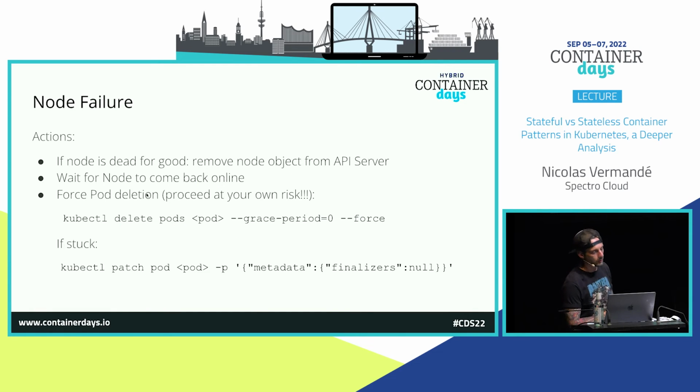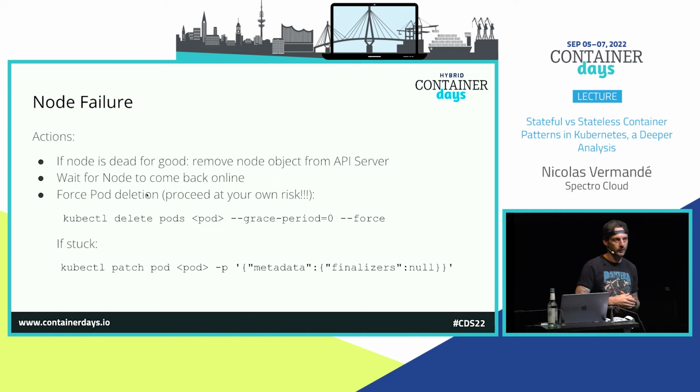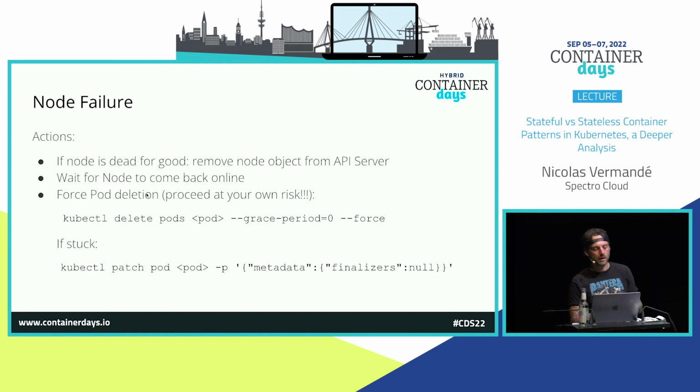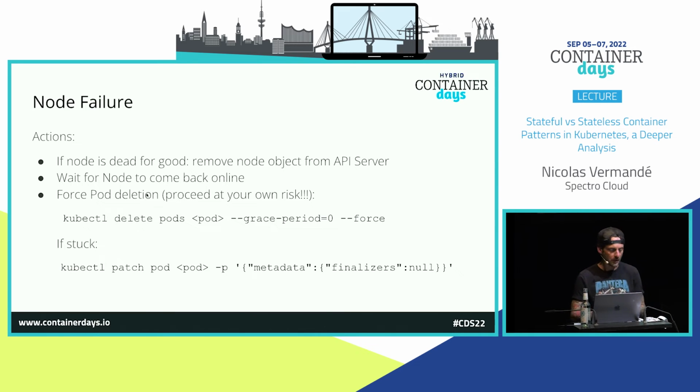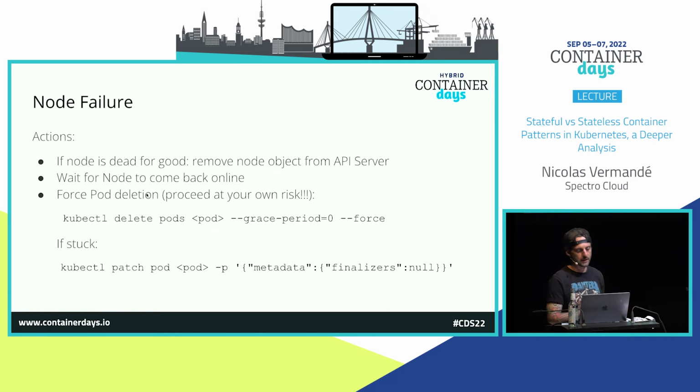So there are a couple of actions you can do. If the node is dead for good, remove the node object, kubectl delete node. Or wait for the node to come back online, another solution. Or force the pod deletion with kubectl, but you have to proceed at your own risk, right? It can be dangerous. So this is this line, and if you still have an issue, you can force it by deleting the finalizer, setting it to null, meaning okay, I don't have any finalizer anymore.